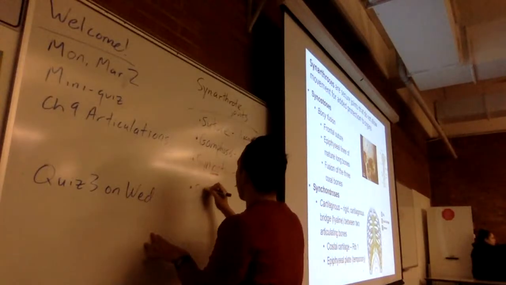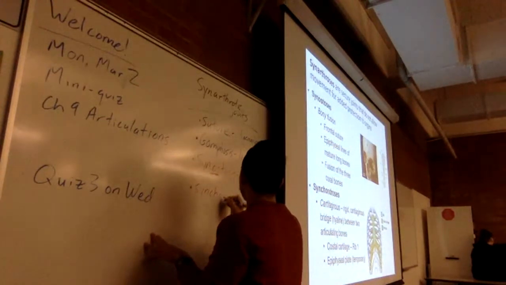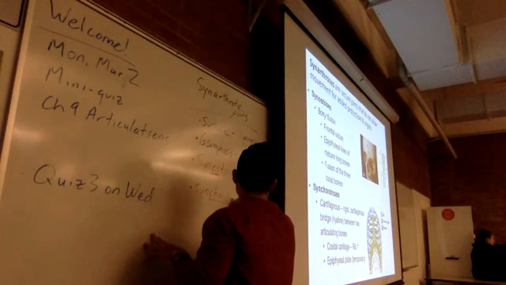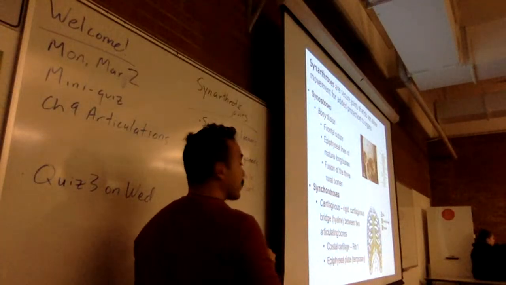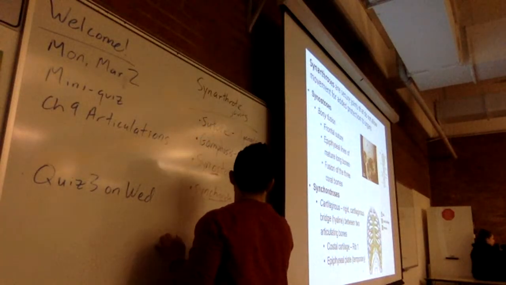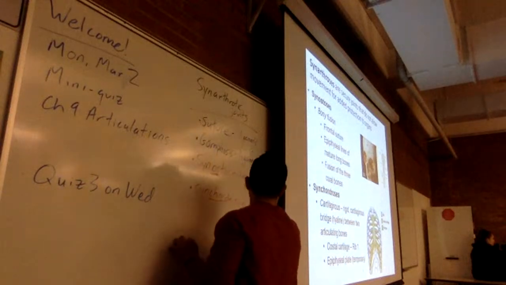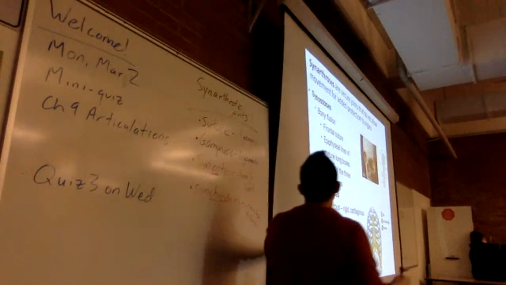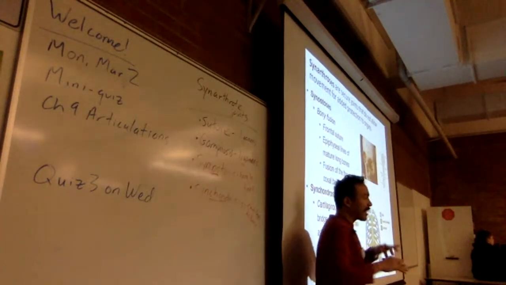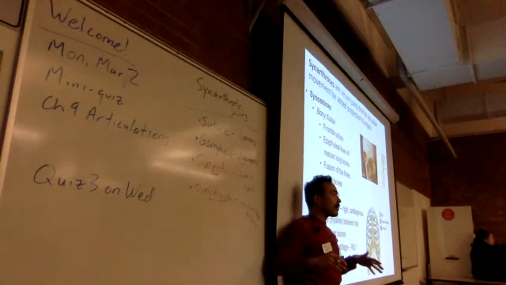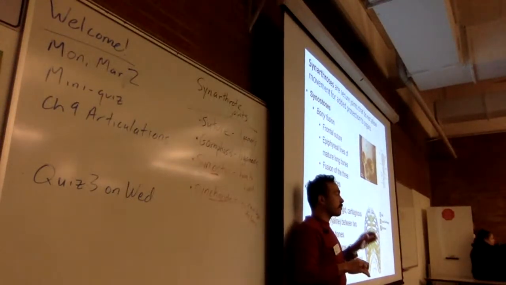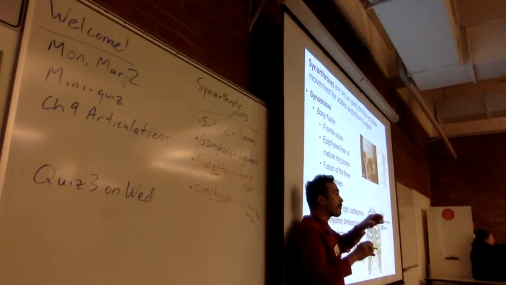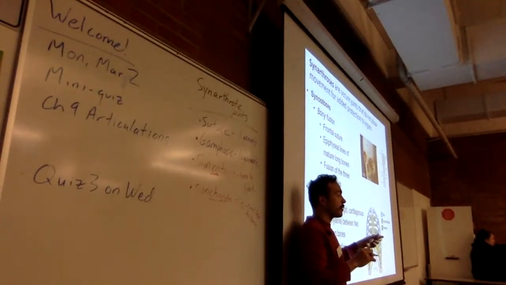Another type is a synchondrosis. We've seen chondro before. What does chondro mean? Cartilage, yeah. So this is cartilage to bone. We've talked about how bone has articular cartilage. I'm not talking about articular cartilage. This is cartilage extending off of the bone and then connecting with another bone.